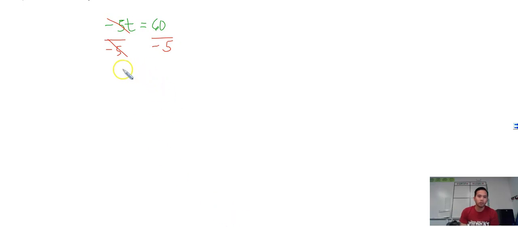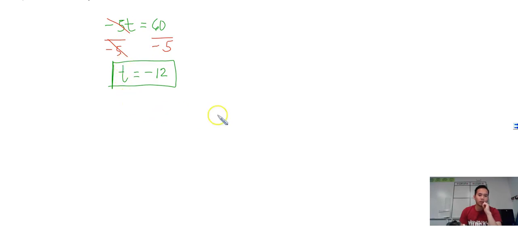So your t here will be negative 12. Now, when we get the variable by itself, in this case, the negative 5 is being multiplied to t. So the opposite of multiplication is division. That's why I divide by negative 5.